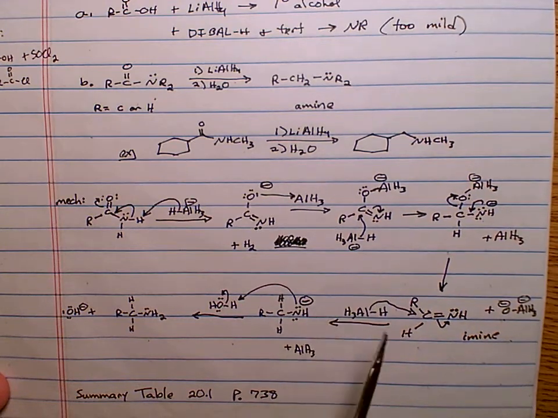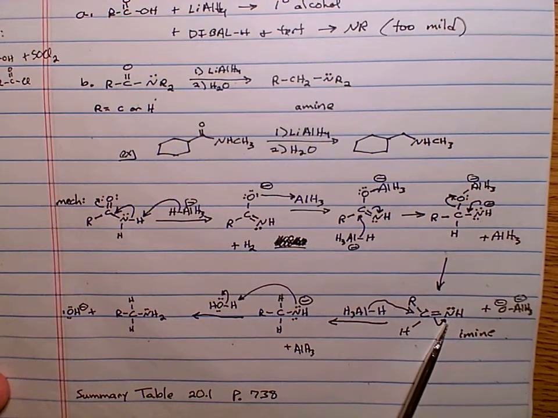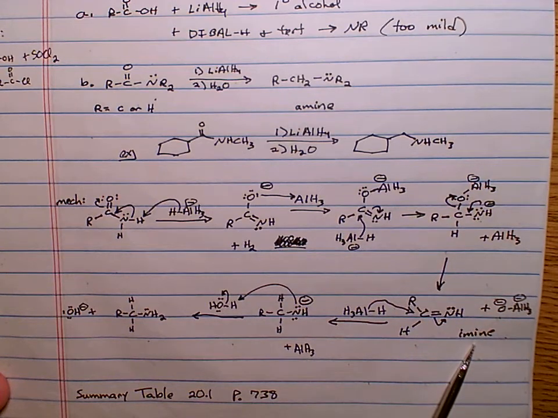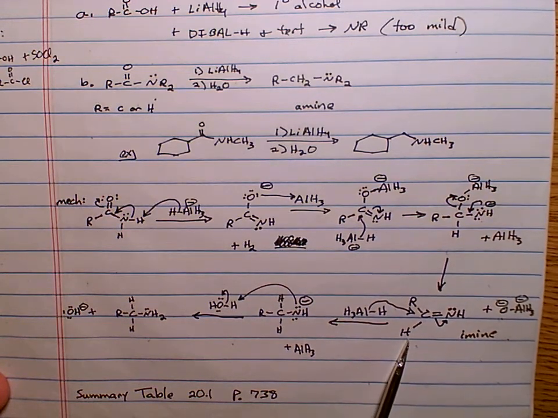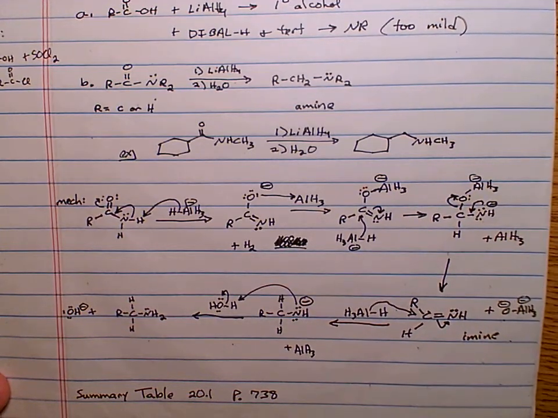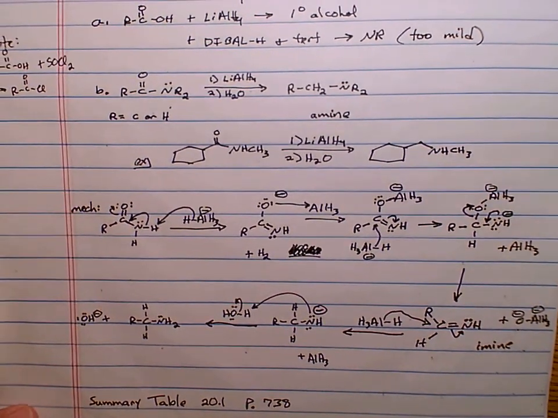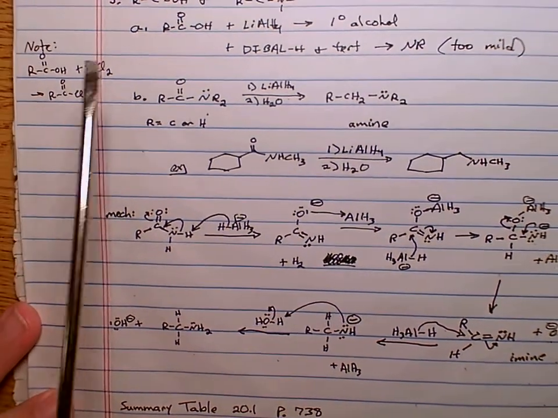Note we make this species right here, where you've got a carbon double bond nitrogen. This is called an imine. It could be RCH, or it could be RCR, double bond N. That is an imine, and we will see these imines again. Something to note, we're going to get to it later.